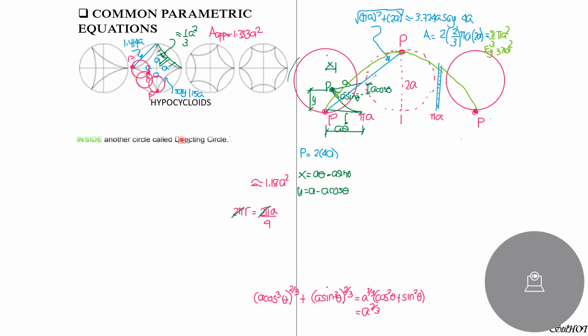Now, the definition is this: the locus of a point P on the circumference of a rolling circle called the generator, which rolls without slipping or sliding inside another circle called the directing circle. The perimeter of the hypocycloid, just for this four-cusp hypocycloid, is equal to 6a, and this is the technique that I want to share with you.